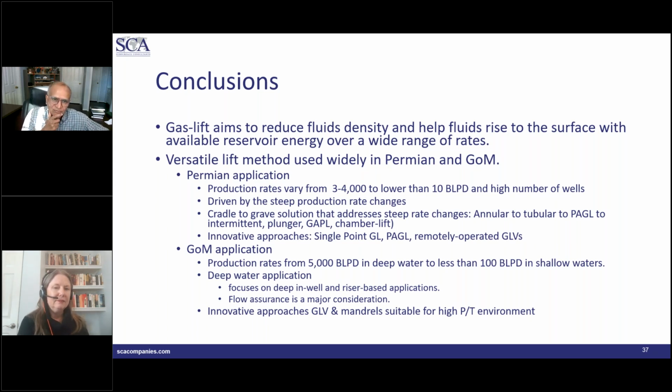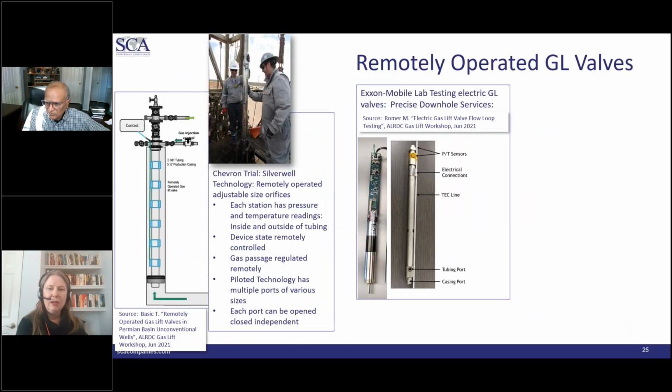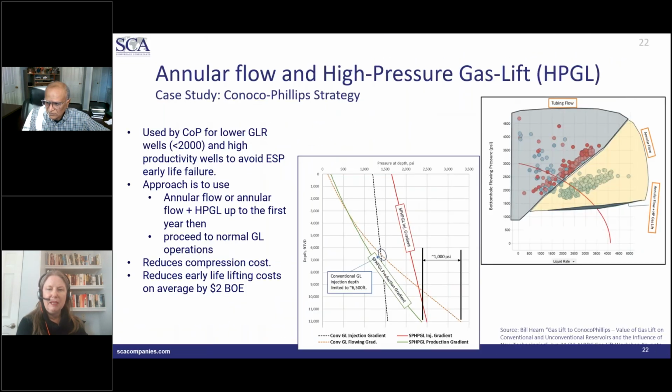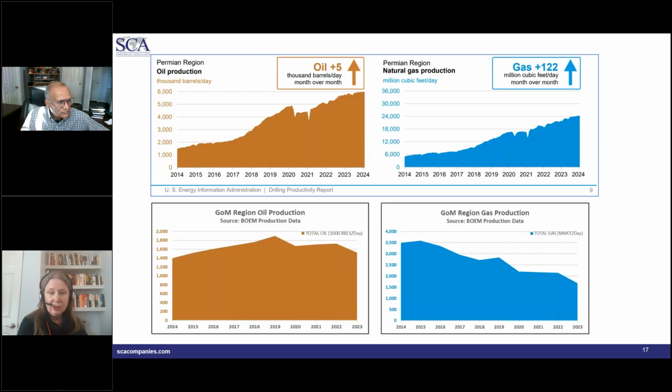Thank you. Yes. In slide 17, I think you showed some of the projected production for both the Gulf of Mexico and for the Permian Basin. And is there a concern with the declining Gulf of Mexico regional gas production that that gas may not be available in the future for gas lift?